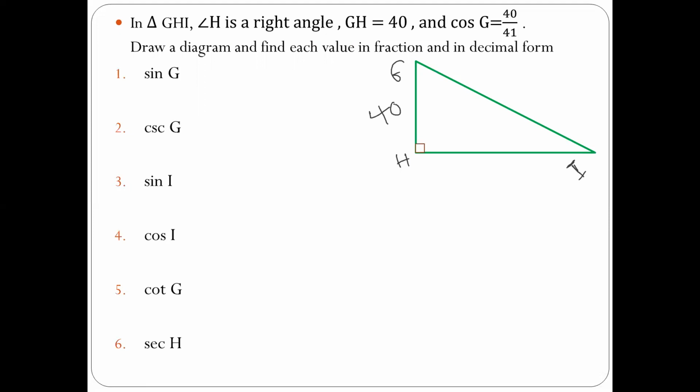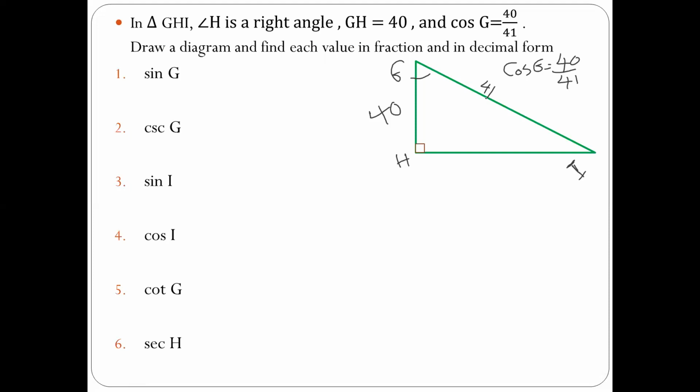So from here, cosine G is 40 over 41. Cosine is adjacent over hypotenuse for angle G. What is the adjacent? It is 40, as I wrote. What about the hypotenuse? It is 41. Okay, so now I know this is 40 and this is 41.